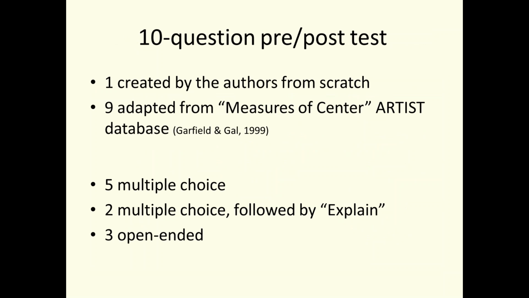For the pre and post test, there were 10 questions overall. 5 were strictly multiple choice. 2 were multiple choice, but followed by an explain, because we really wanted to hear the students' reasoning for their choice. And then 3 were open-ended. A majority of the questions were either taken directly from or adapted from the ARTIST database. One was actually created by us. We're going to talk about that item in just a bit, but there was one concept that we really wanted to assess that wasn't addressed with the items we had selected.